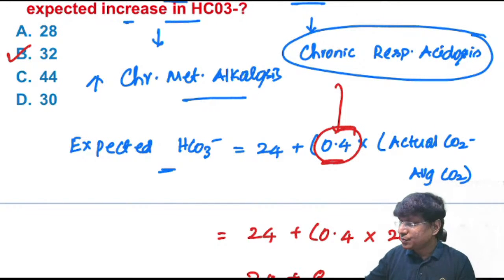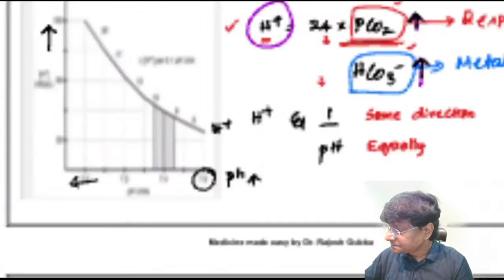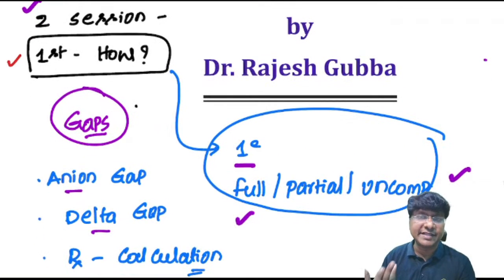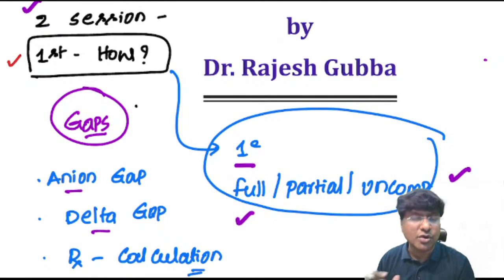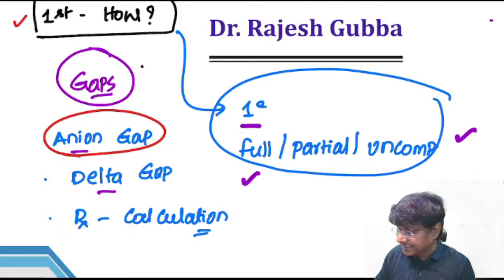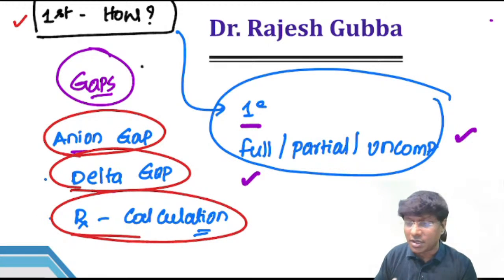Okay, so with this I'm done with this particular session. If you see, in the first part of the acid-base interpretation, I discussed how to determine the primary disorder and whether it is a fully, partially or uncompensated event. In the second part of this ABG, I discussed the anion gap, the delta gap, and how to make out acute and chronic.